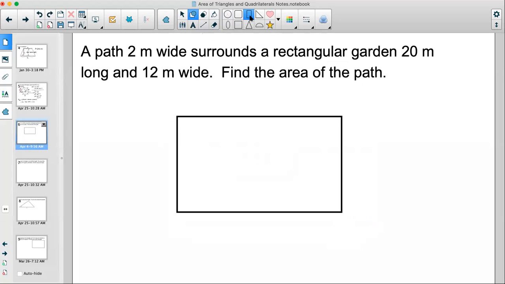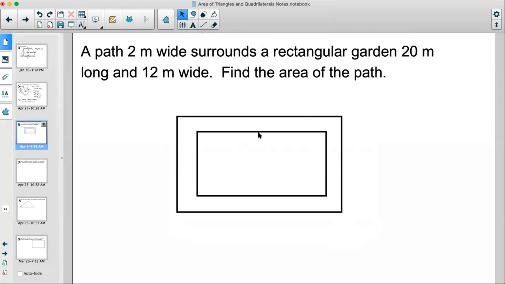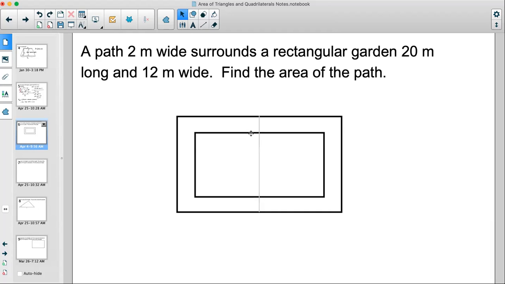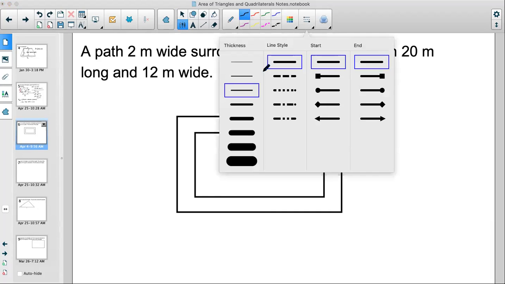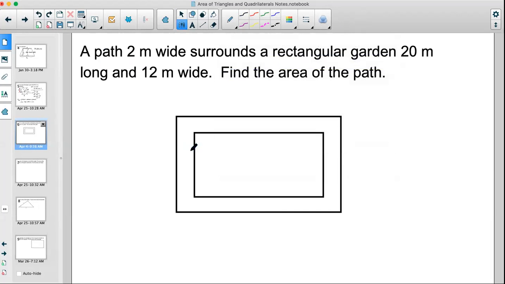Sure, let's say that. And then I'm going to have another rectangle that looks something like this. That's not perfect, but it's doable. Looks a little better. So the deal here is we have a garden and a path around it. It says the garden is 20 by 12, so this is 20 by 12. And then there's a path around it.